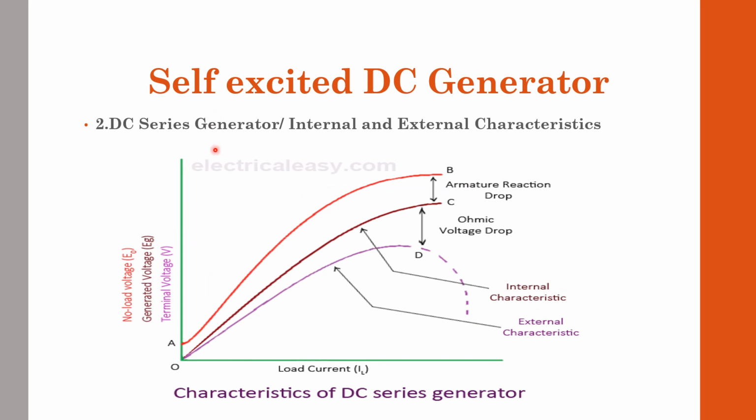Then the series generator, DC series generator. The open circuit curve is the same as that of your shunt generator, so I have skipped that one. If I am increasing my load current, what is the EMF across your armature? This is the ideal case. B is the ideal case or no load case. In C, there is a drop because of the armature reaction. And for D, there is a drop due to the ohmic voltage drop.